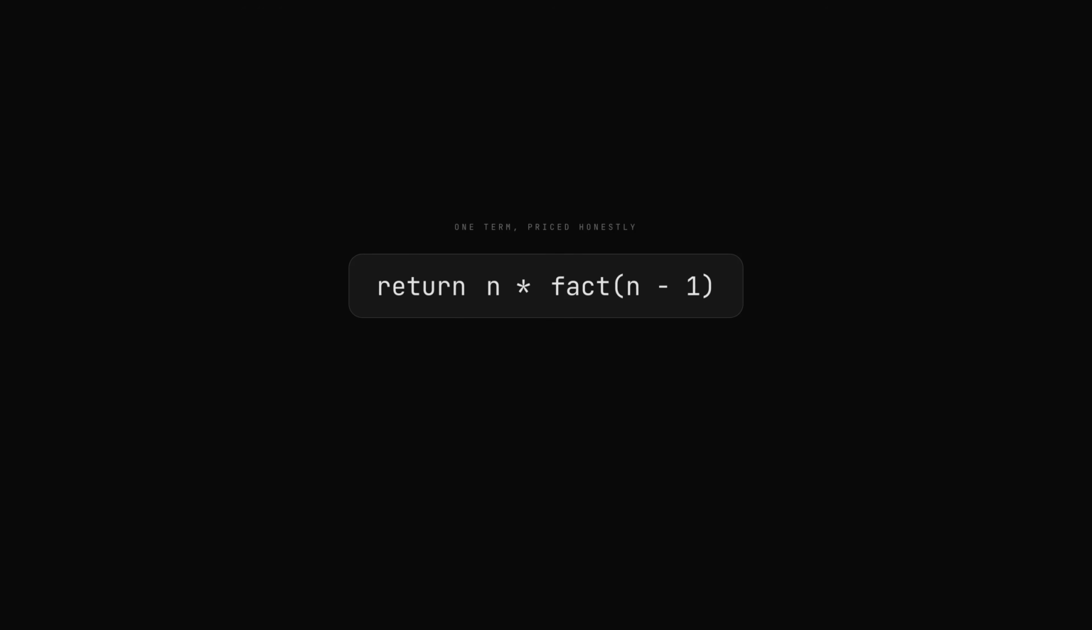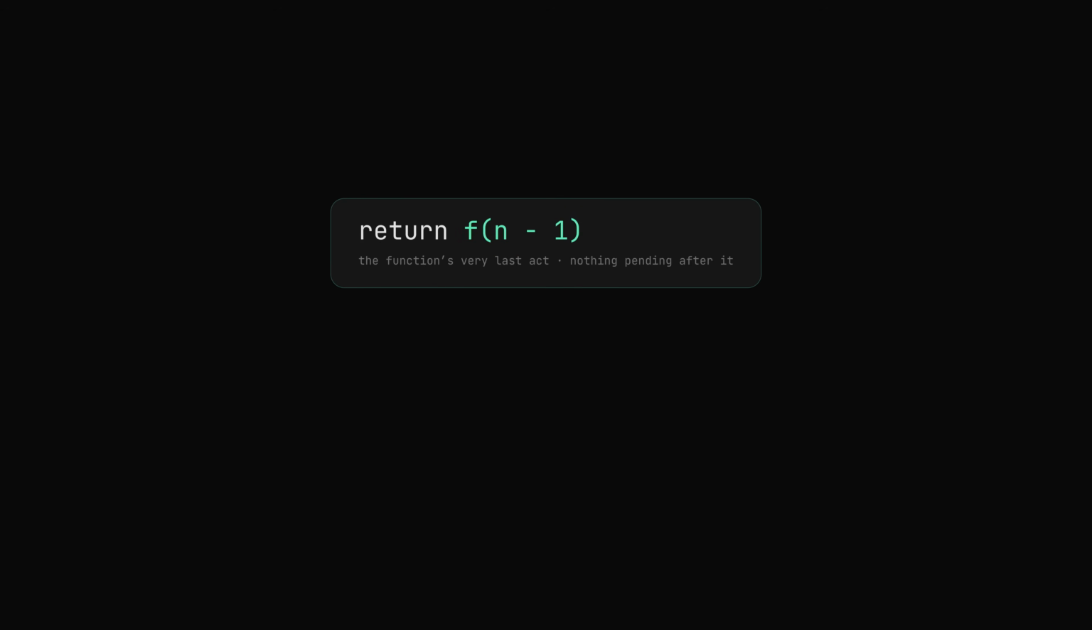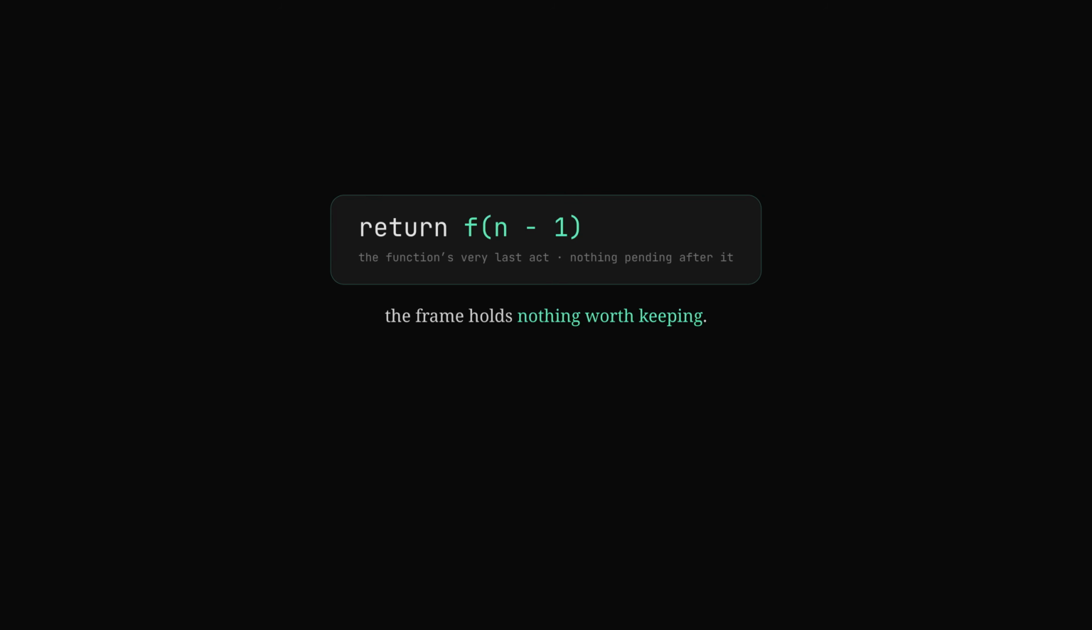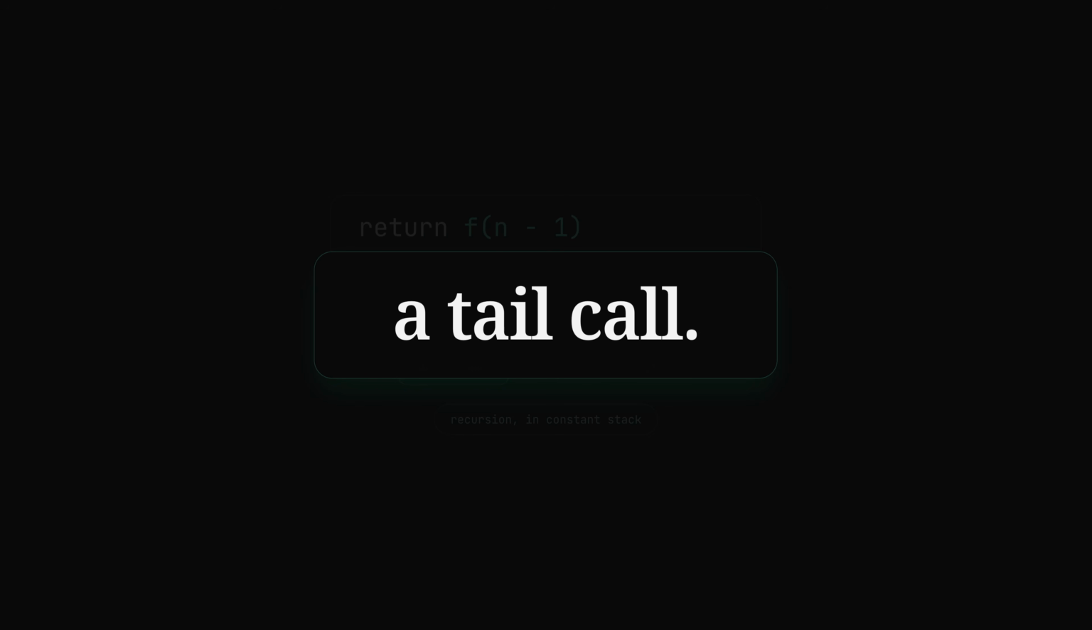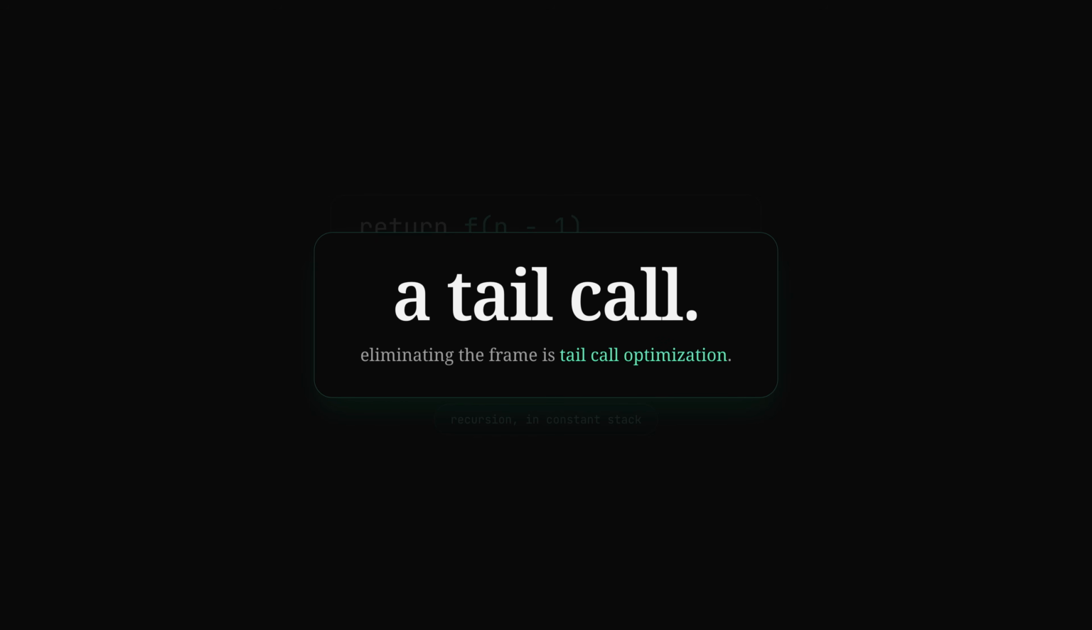N times factorial n minus 1. After the call returns, there's still work pending. The multiply. So the frame must survive. But suppose the call were the function's very last act, nothing pending after it. Then the frame holds nothing worth keeping, and a smart compiler can reuse it instead of pushing a new one. Recursion in constant stack. That's a tail call, and eliminating the frame is tail call optimization.